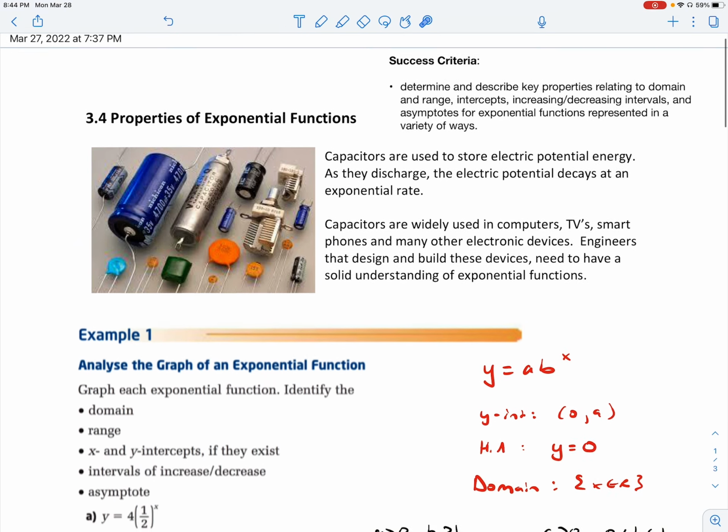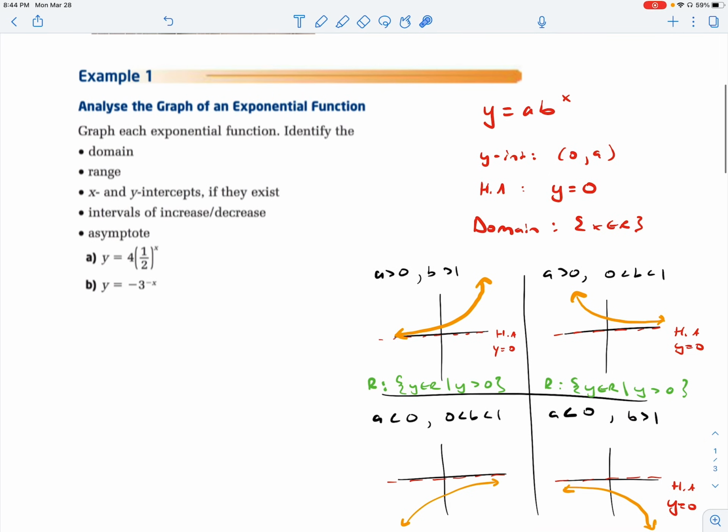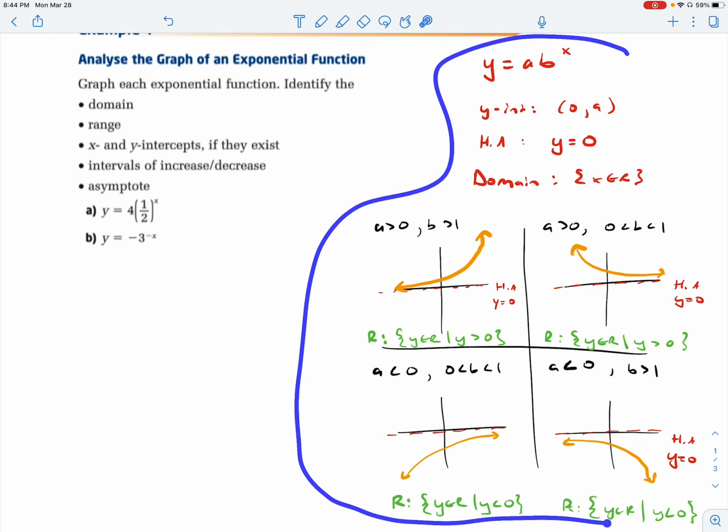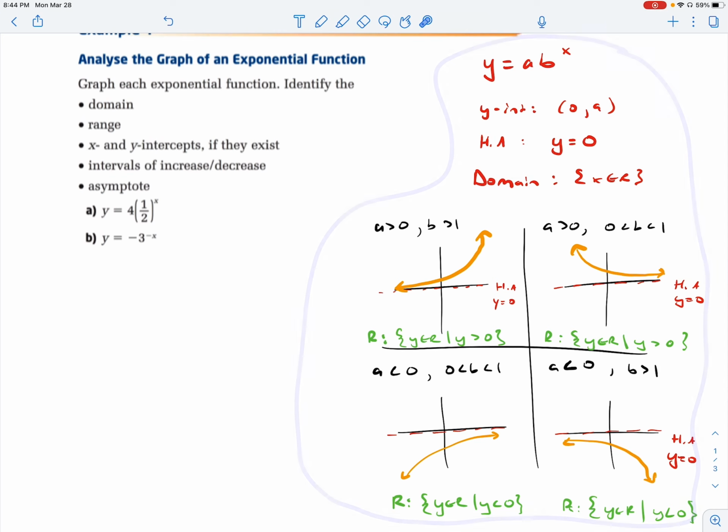Okay, so here's our first example. We won't be working with capacitors, but we're just going to be analyzing exponential functions. I've copied a little bit of a summary from that first video, so hopefully you watched that first video that was in the class notebook. It really summarizes exponential functions that are in this form, y equals a b to the exponent x. This is really the most basic form of an exponential function, and if we understand the properties for this, we can really handle any other exponential function.